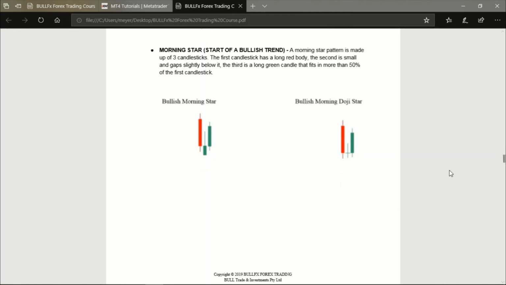The morning star pattern, or the start of a bullish trend. A morning star pattern is made up of three candlesticks. The first candlestick has a long red body. The second is small and gaps slightly below it. The third is a long green candle that fits in more than 50% of the first candlestick.